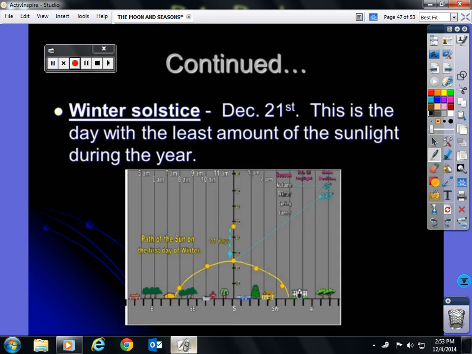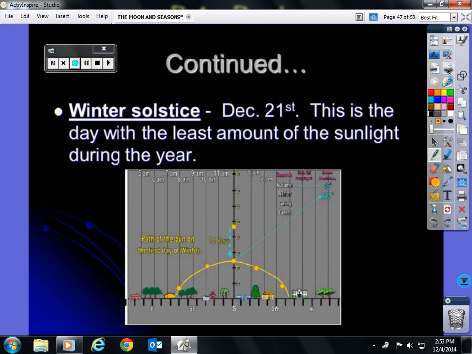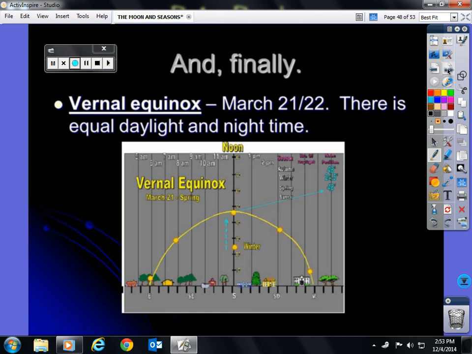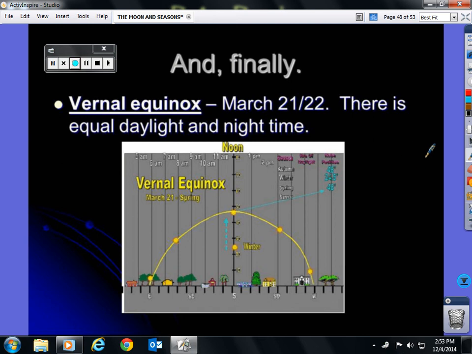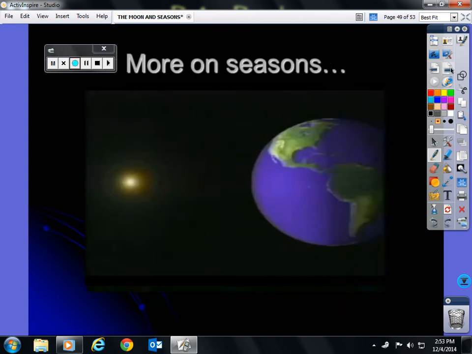The winter solstice, we're getting close to it. It comes up, goes right back down. It's not out for very long. December 21st, our first day of winter, is going to be our shortest day of sunlight. The vernal equinox, again, we have that equal 12 and 12, March 21st to the 22nd. And so it comes right back again to that midsection of the sky.